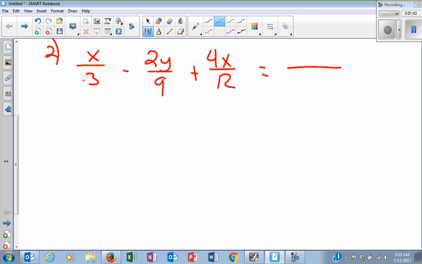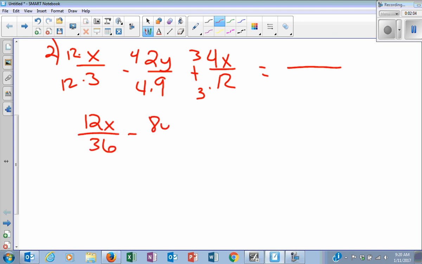So what we do is we say the least common denominator is going to be 36, so we times this by 12, times that by 4, times that by 3, and when I multiply this, I get 12, 4, 3 on the top. I get 12x over 36, minus 8y over 36, and then plus 12x over 36.